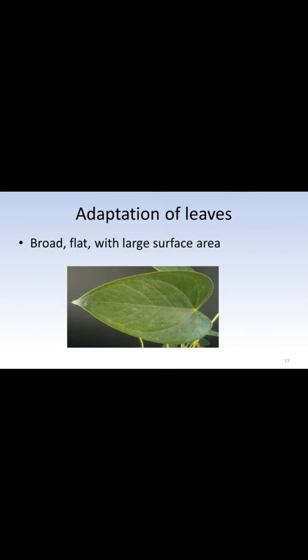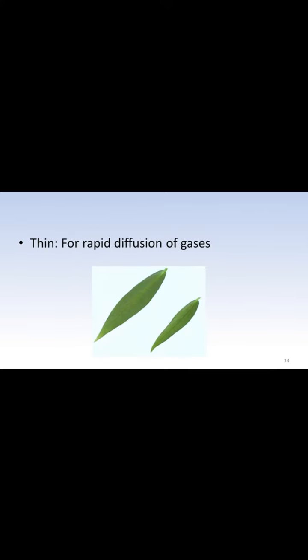The first adaptation is that they have broad, flat leaves with large surface area. This helps leaves to be exposed to as much sunlight and air as possible. Leaves are also usually very thin. There are two advantages to this. One, it allows for a rapid diffusion of gases, and two, it allows sunlight to penetrate all of the cells.